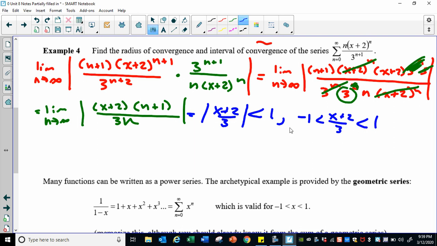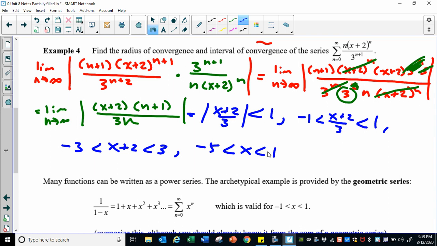I'm going to multiply both sides by 3. Negative 3 less than x plus 2 less than 3. Subtract 2. Negative 5 less than x less than 1. All right, hopefully I didn't mess that up anywhere. So that's my interior of the interval of convergence.